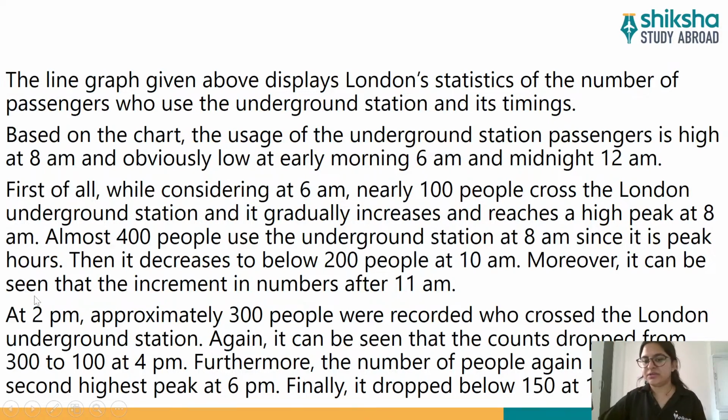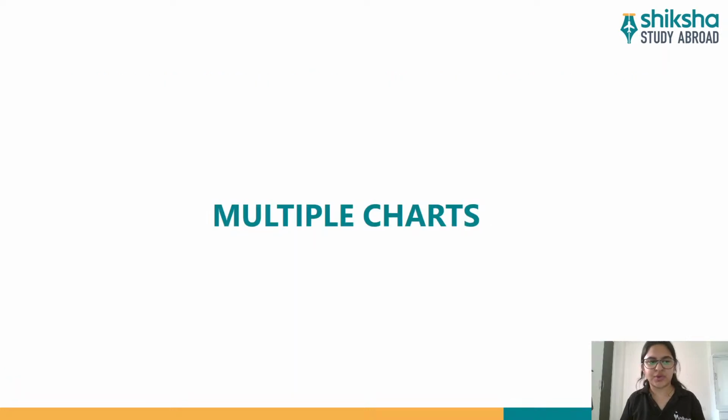Now if we look at the overview paragraph, which is the second one: based on the chart, the usage of the underground station by passengers is high at 8 a.m. and obviously low in the early morning, which is 6 a.m., and midnight, 12 a.m. So times and dates are exceptions among the numbers, but no other numeric or numerical figures or units will come in your overview paragraph. Please read the whole answer later so that you can understand how to answer them.